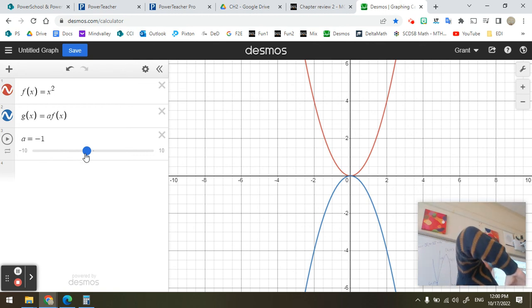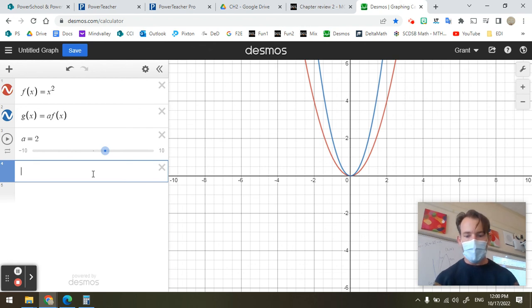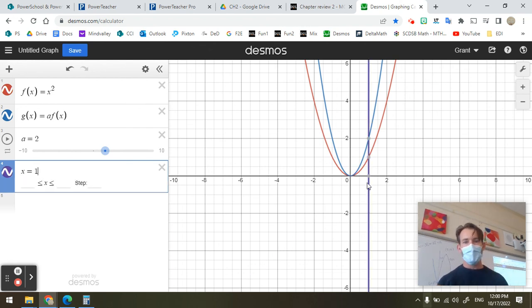Reflections in the x-axis. So the x-axis is acting like a mirror here. Okay, cool. And then what would happen if we were transforming a single point? Let's check what happens when a is 2. There we go. I'm just going to show us some points with x equals 1, this line. And this is a Desmos trick you can do if you want to find some exact points.